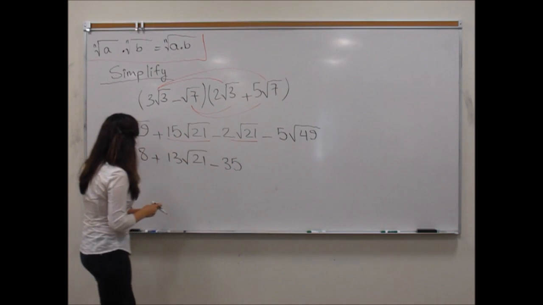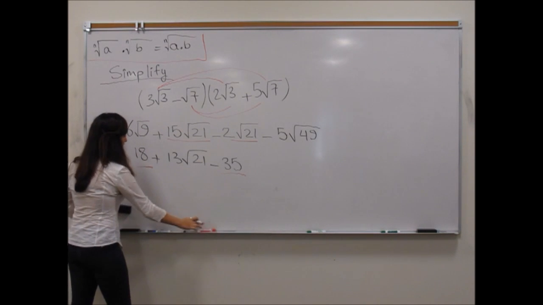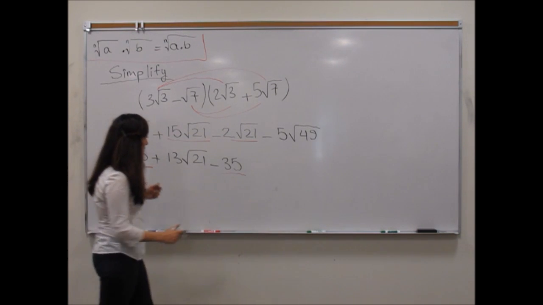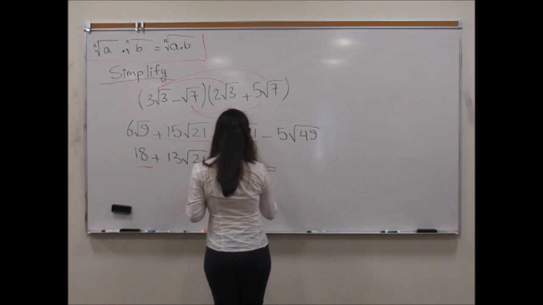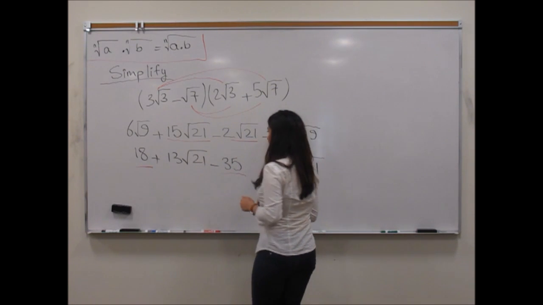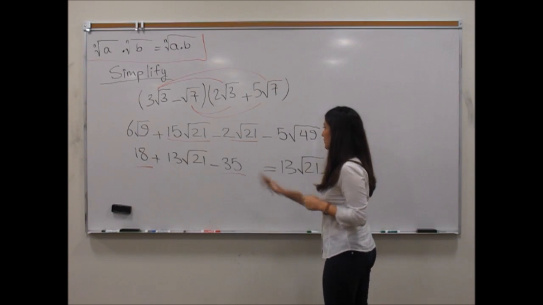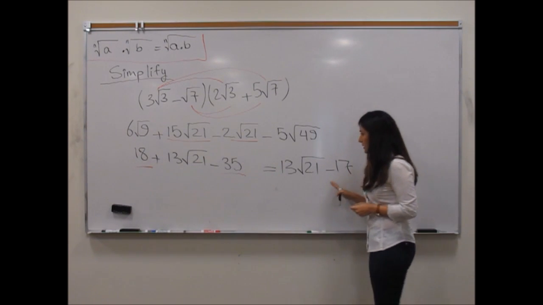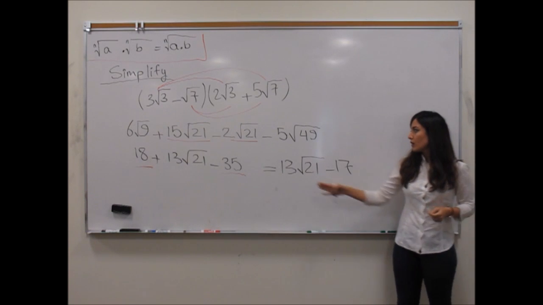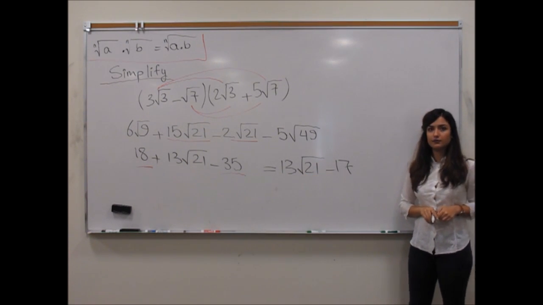And here, my like terms are these two right now. 18 minus 35 gives me negative 17. So the answer is 13 rad21 minus 17.